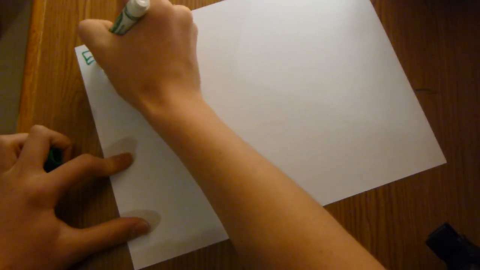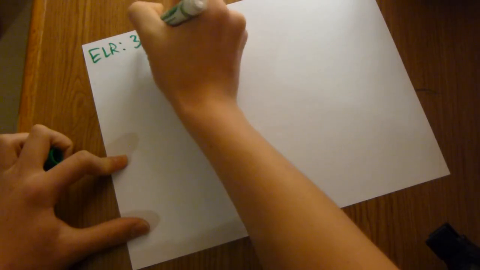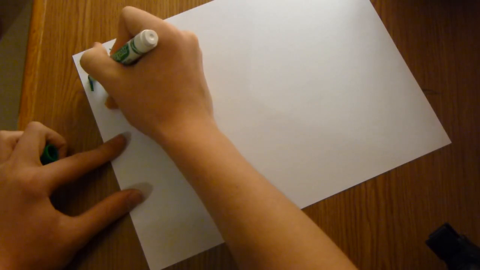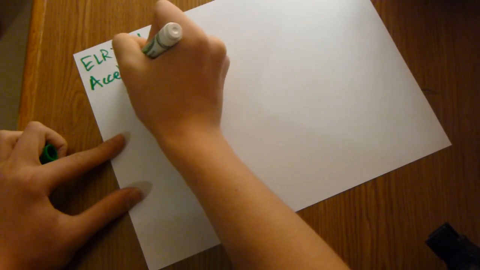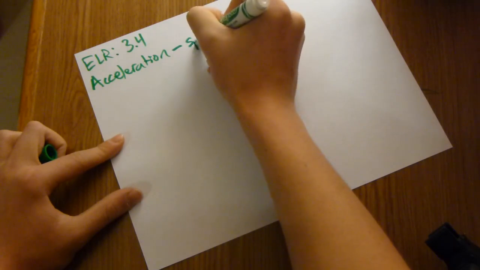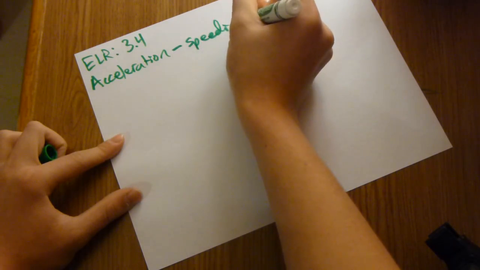Today we're going to review ELR 3.4, which is all about acceleration. So in order to understand this ELR, you're going to need to know that acceleration is speeding up or slowing down.